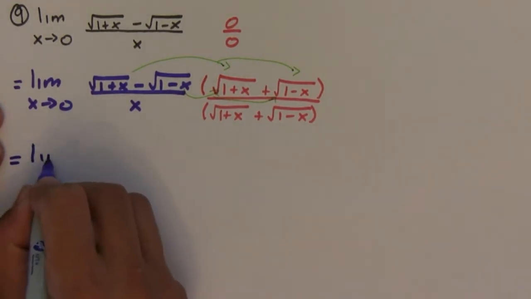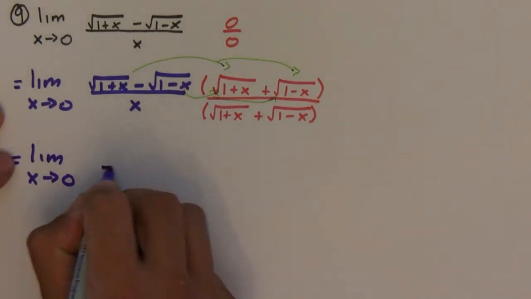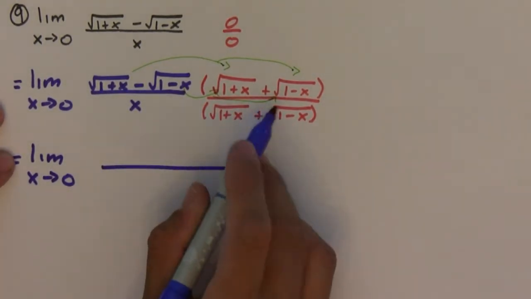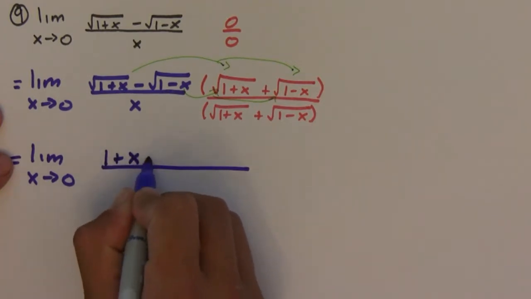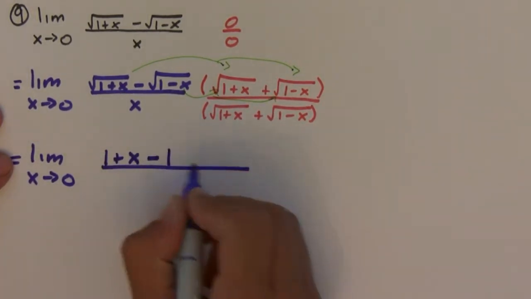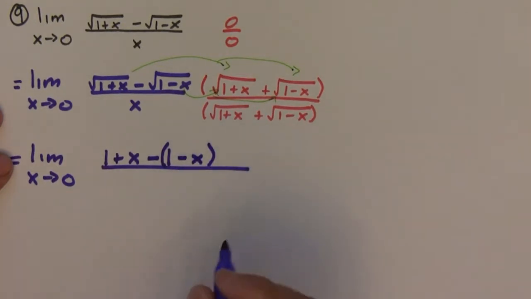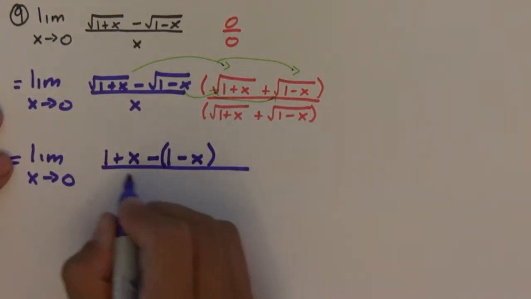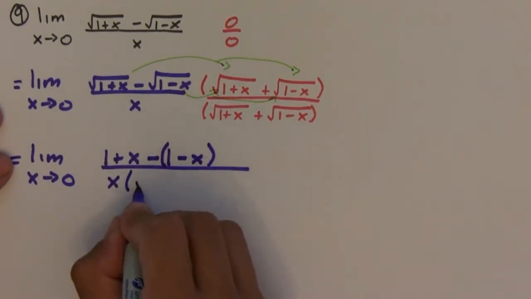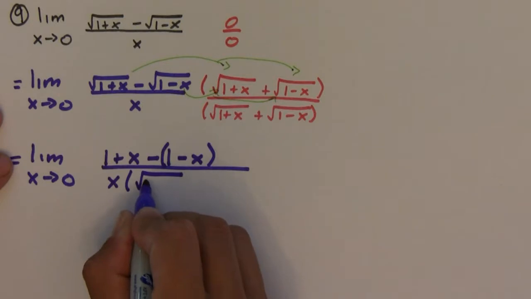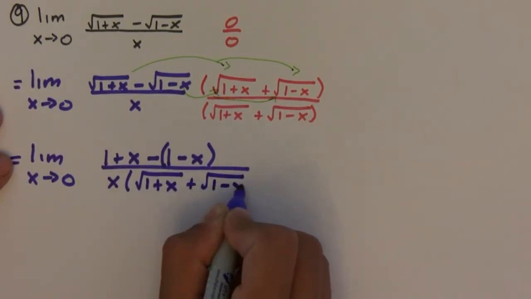what I end up getting is the limit as x approaches 0 of, so this is the difference of squares basically, and so I would get 1 plus x minus 1 minus x. And on the bottom I'm just going to leave everything how it is. So x times square root of 1 plus x plus square root of 1 minus x.